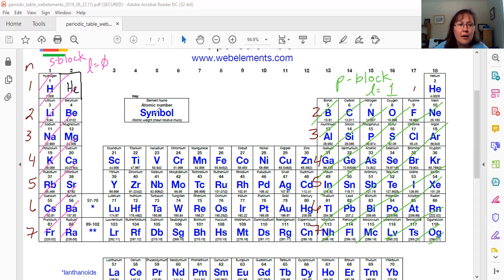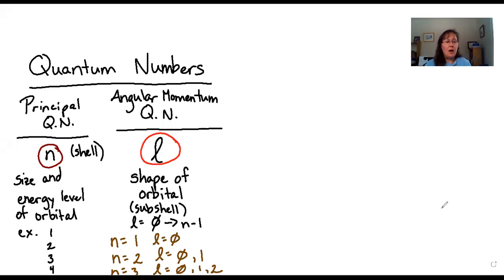And then here in our transition metals, you will see what's called our D block, and this goes with L values equal to 2. All right, and those are L.